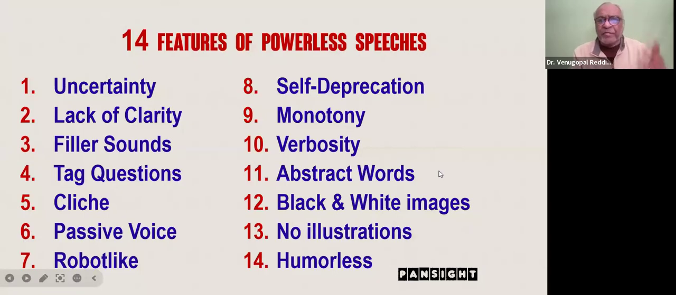Then monotony, everything very dull and dry. And this one, there are 14 features of powerless speech: uncertainty, lack of clarity, filler sounds, tag questions. That is a monotonous voice without any voice modulation.